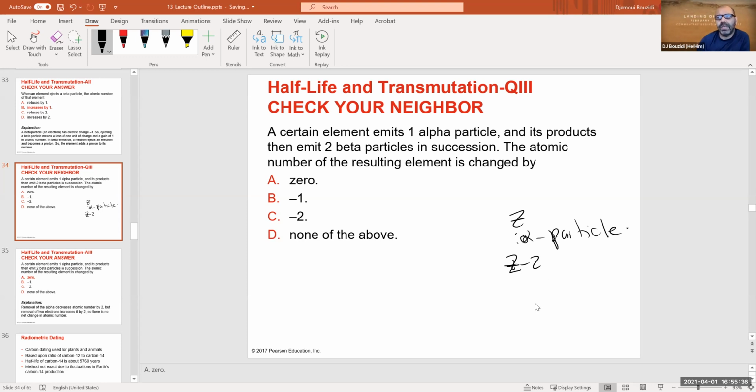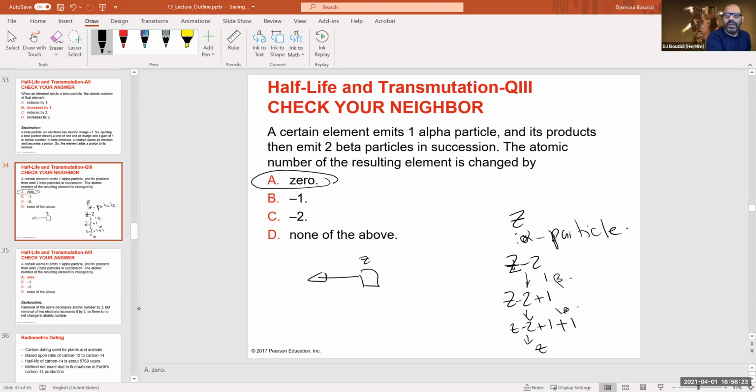And its products, the daughter elements, then emit 2 beta particles. So this one now emits a beta particle, and now it's going to add 1. So whatever it was, Z minus 2, add to it 1. So this is 1 beta. Then it does another one, 2 beta particles. So it's going to add another one with another beta particle. So Z minus 2 plus 1 plus 1, that is actually back to Z. So its atomic number changes by an amount that is exactly 0. It does not change. So this is what happened to it.